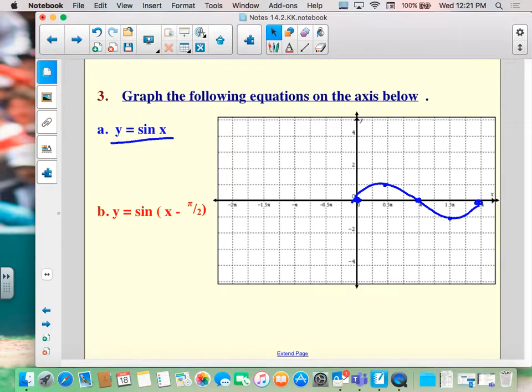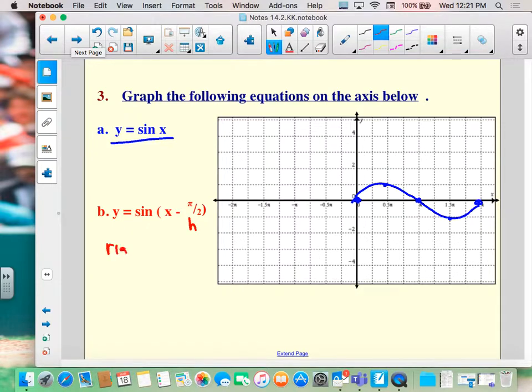Now in red, I'm just going to do a shift. I hope you guys can all see that this is an H or horizontal shift. Minus is to the right, pi over 2. So now I got to look at my x-axis. Pi over 2, everybody, is 2 spaces. You can see that pi is 4 spaces. 2 spaces is a half a pi.